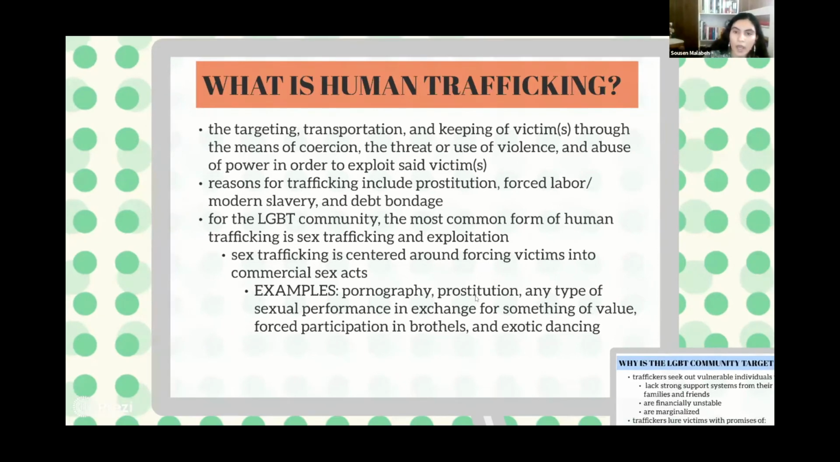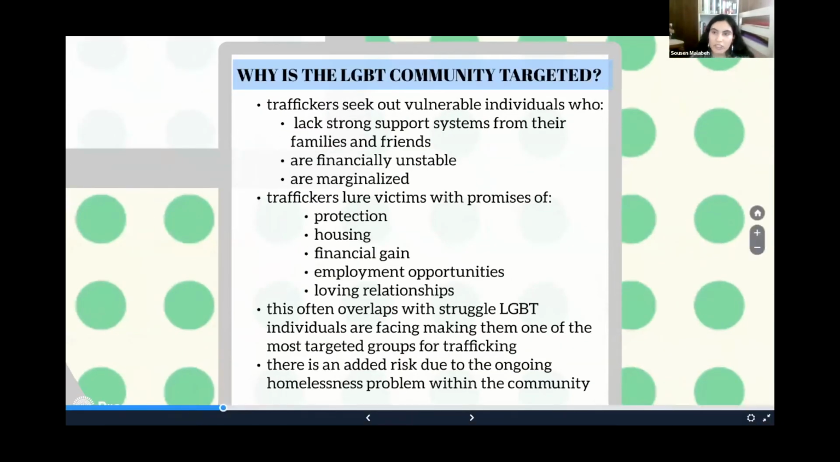So the LGBT community is targeted mainly because traffickers like to seek out people who are vulnerable, who lack strong support systems, who are financially unstable, and who are marginalized. Unfortunately, a lot of the struggles that LGBT people face overlap with things that traffickers look for. Traffickers are often able to lure in victims with promises of housing, protection, money, loving relationships, employment opportunities. Because as we know, a lot of the time you aren't kidnapped into human trafficking. Most of the time you're lured into it by someone that you know and are supposed to trust.